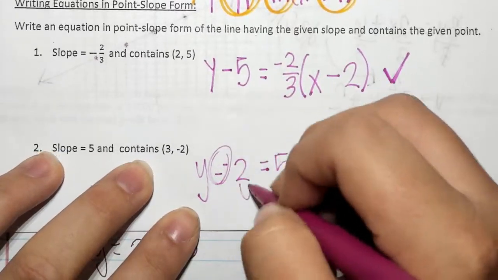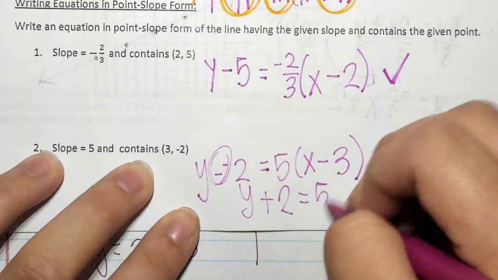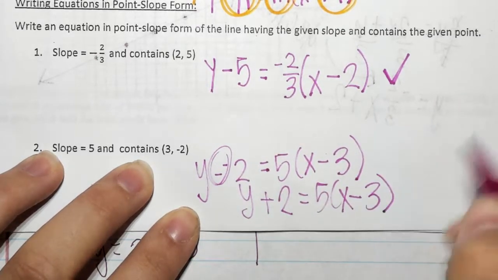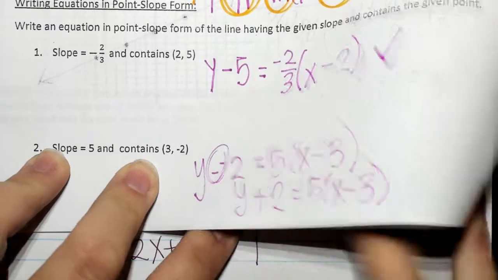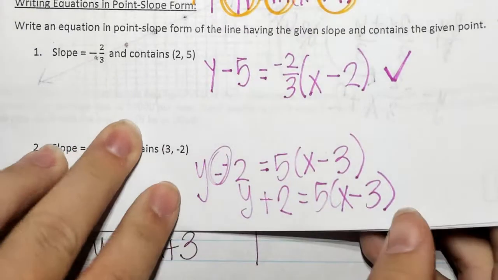So what happens right here? Yep, 2 negatives make a positive. 5x minus 3. Okay, I need you to go back to your scratch piece of paper real quick.